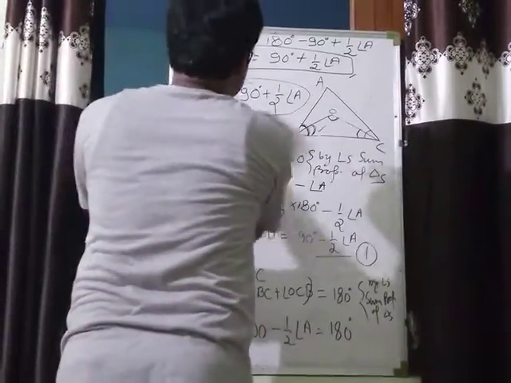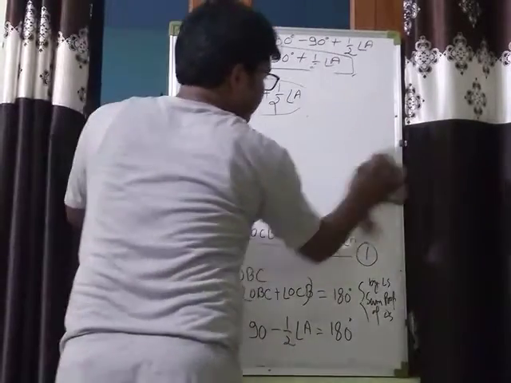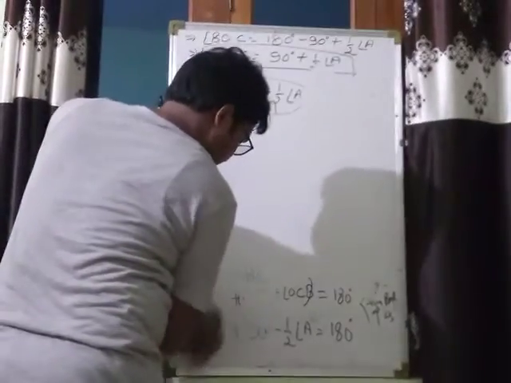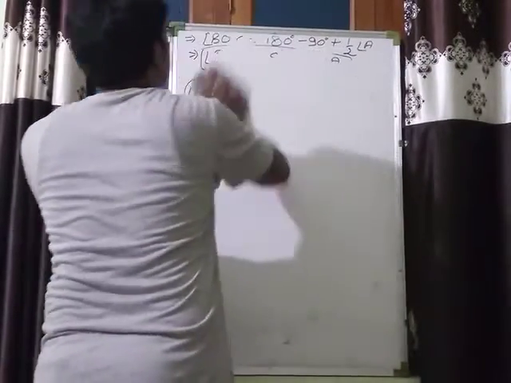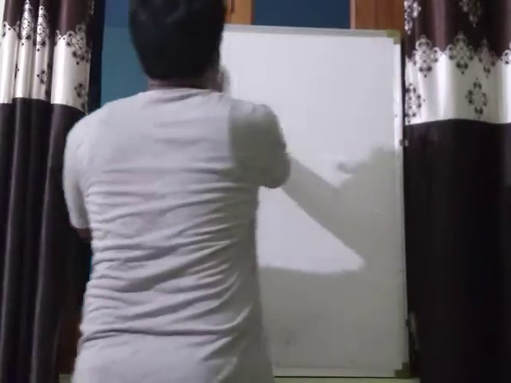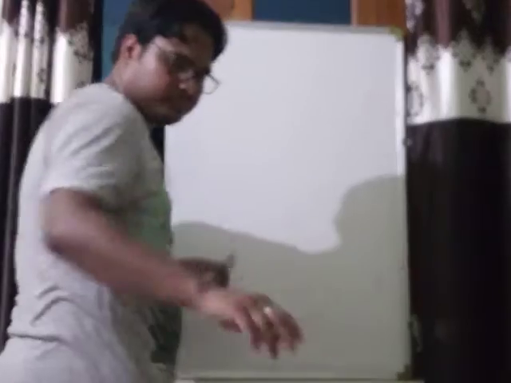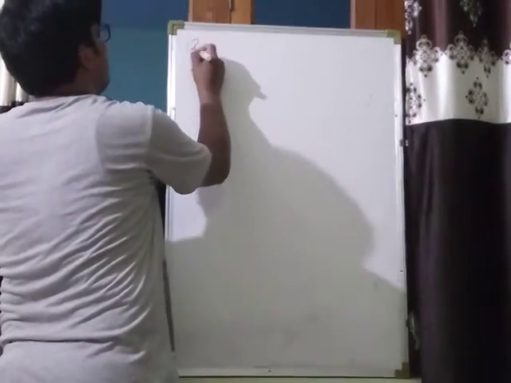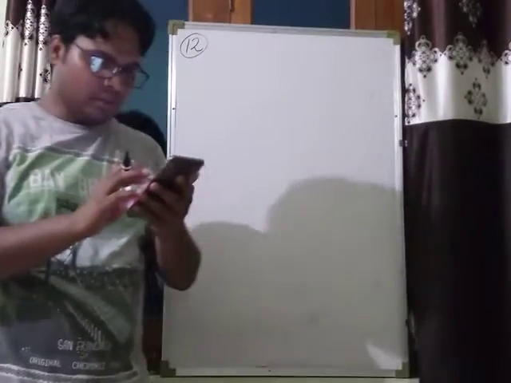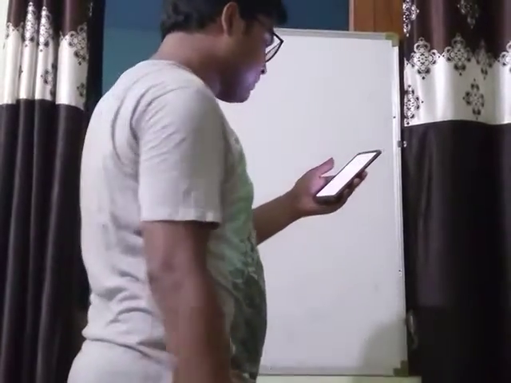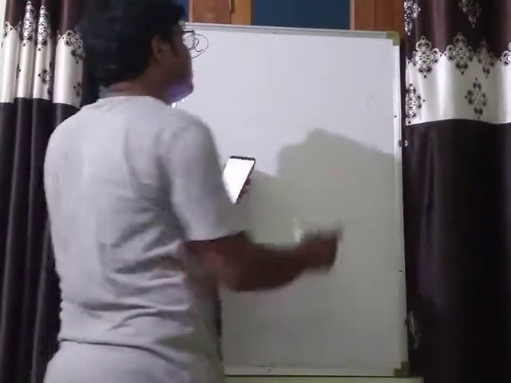See question number 12. Read everyone. Question number 12. PQRS is a parallelogram. The bisectors of angle P and angle Q meet at O. Prove that POQ is 90 degree.